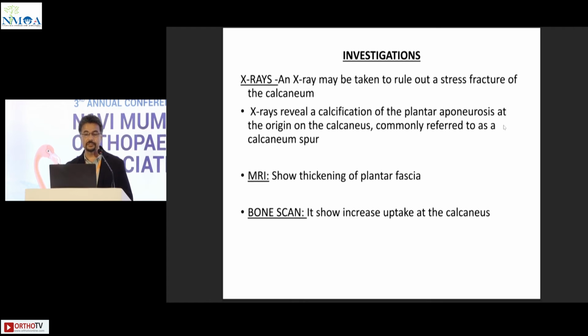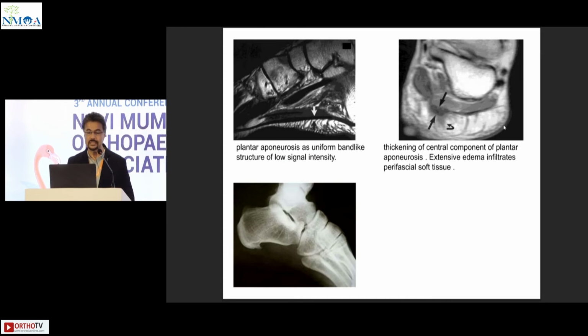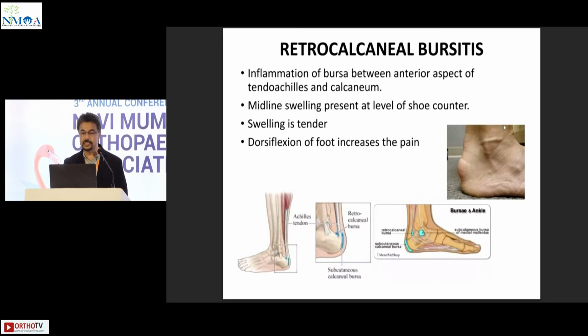The commonest investigation we normally do is an X-ray, AP and axial and a lateral view, just to see if there is any calcification in the plantar aponeurosis. We hardly ever do an MRI or a bone scan for these particular cases. Now, these are some of the pictures of the X-ray and MRI here.